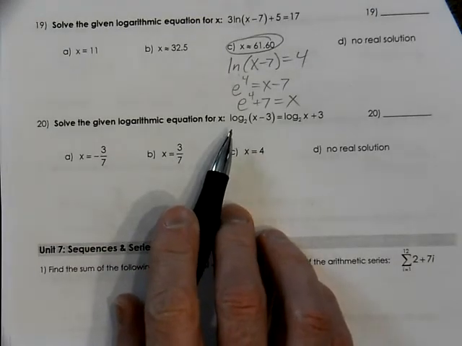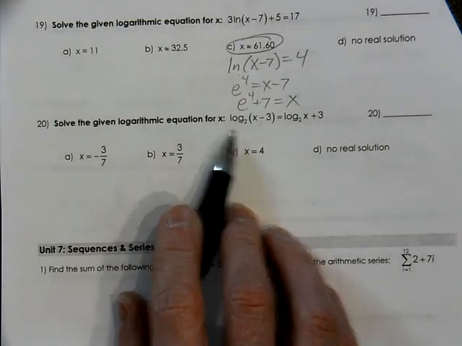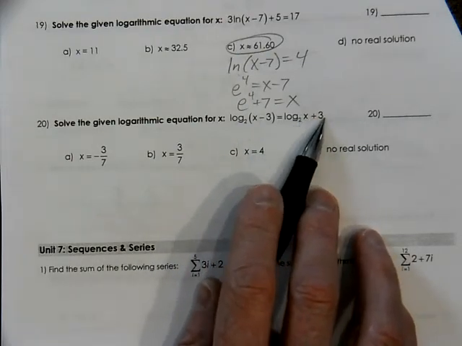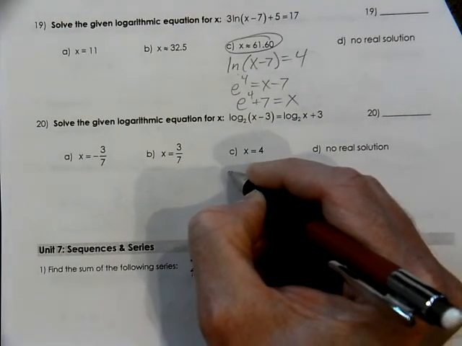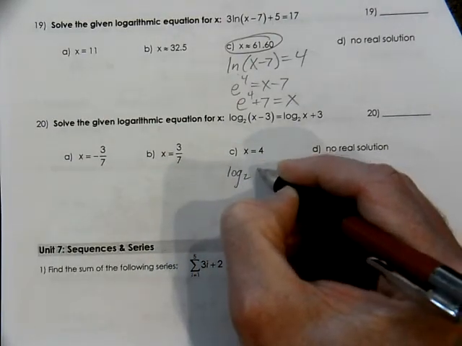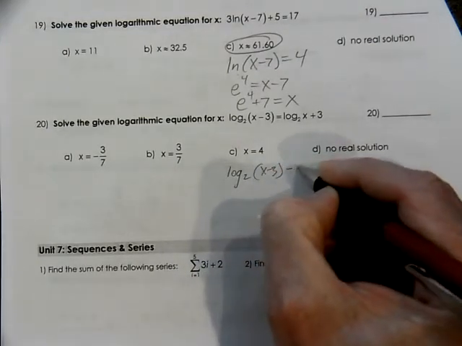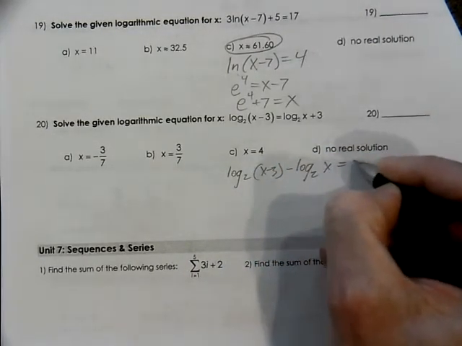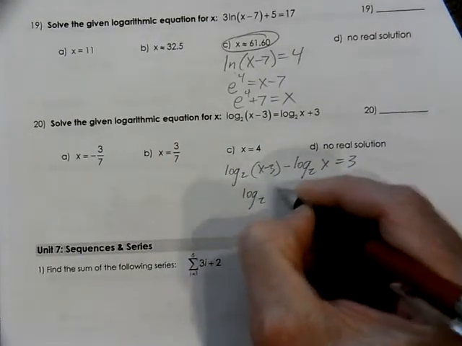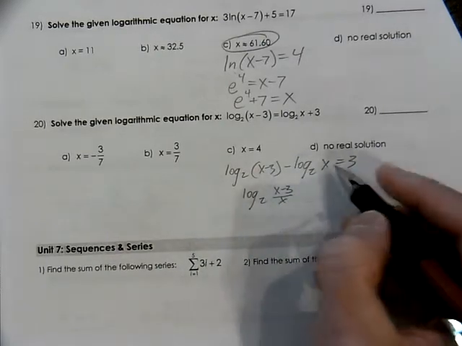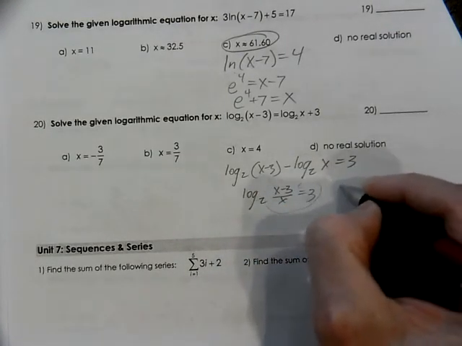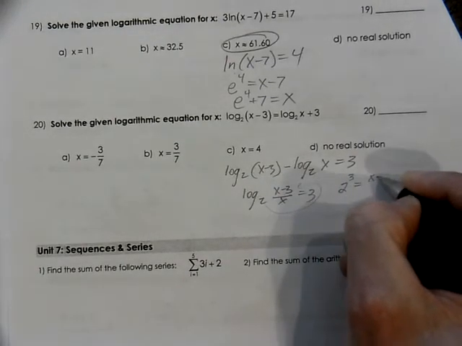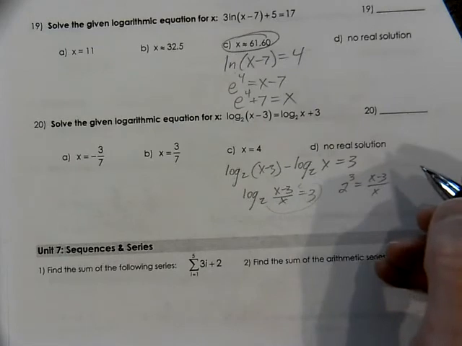Solve the equation. Right, that's interesting. Alright, no parentheses here, so the 3 is separate from the x. So when I see this, it's log base 2 of x minus 3 minus log base 2 of x is going to equal 3. So we can write this as log base 2 of x minus 3 divided by x. So this is going to be 2 to the third power equals x minus 3 over x.